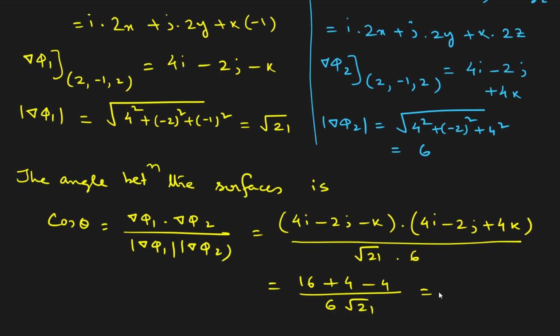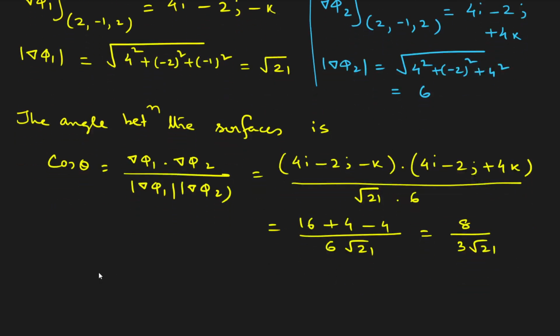So 4 4 cancel out, 16 divided by what? Root 21. So after calculation it will be 8 divided by 3 root 21. So what do we have to find? We have to find the value of theta. So theta is nothing but cos inverse of 8 divided by 3 root 21. So very simple problem, right?